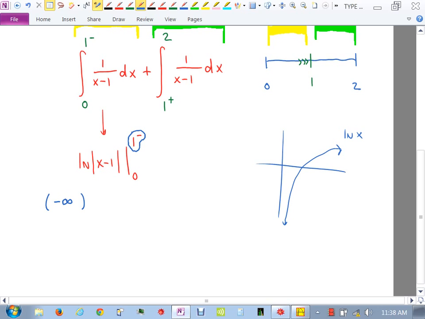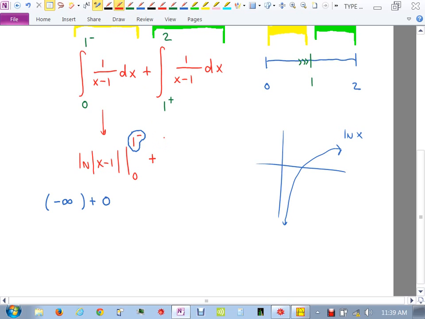So when we plug in 1 from the left, we get negative infinity. Are we done? Can we say diverges right now or no? Plus, now plug in 0. Plug in 0 here. 0 minus 1, negative 1. Absolute value, natural log of 1 is 0. So we get 0. This integral diverges, because this part here goes to 0, this one goes to negative infinity. This diverges. Yes? Okay, let's go ahead and see what the other integral does.